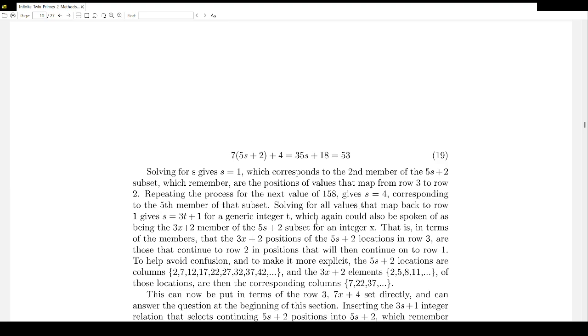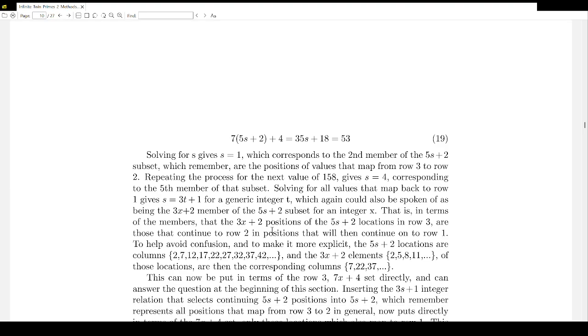You have to just read what I've written here and really start to work through it for yourself to understand what's going on with all these rows. This is why I said it's so tedious, but in one sense, it's not, once you understand what we're trying to do. Which again could also be spoken of as being the 3x plus 2 member of the 5s plus 2 subset for an integer x. Okay, that is, in terms of the members, that the 3x plus 2 positions of the 5s plus 2 locations in row 3 are those that continue to row 2 in positions that will then continue on to row 1.